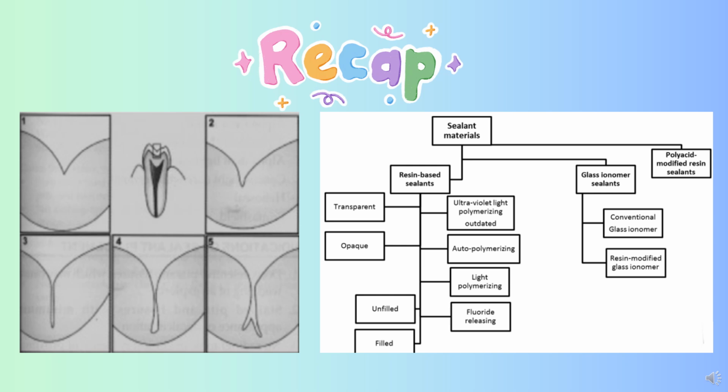Autopolymerizing, light polymerizing, fluoride releasing. And filled and semi-filled is based on the filler particles. Glass ionomer cement, here we classified into conventional glass ionomer cement and resin glass ionomer cement. Next is the polyacid modified resin sealants. So this is the main classification of Pit-and-Fissure sealant. And we also saw the types.